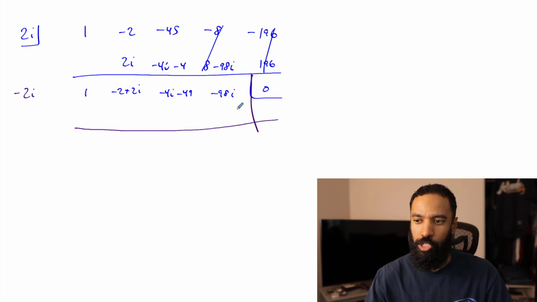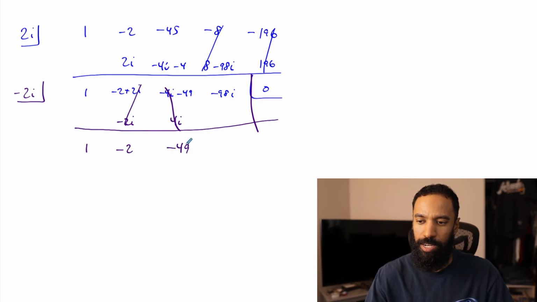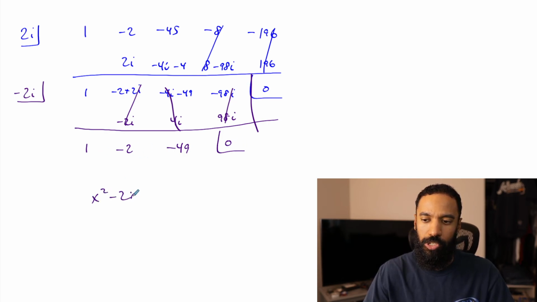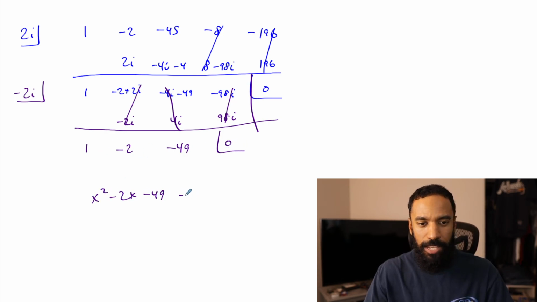Bring down, remember, it's just these ones here. Bring down the 1. Negative 2i times that is negative 2i. Those add and go away. You're left with negative 2 times negative 2i, which is positive 4i. Those go away. Negative 49 times negative 2i is positive 98i. Then add those, and those go away, and you get 0. And there's your x squared minus 2x minus 49. Set it equal to 0.